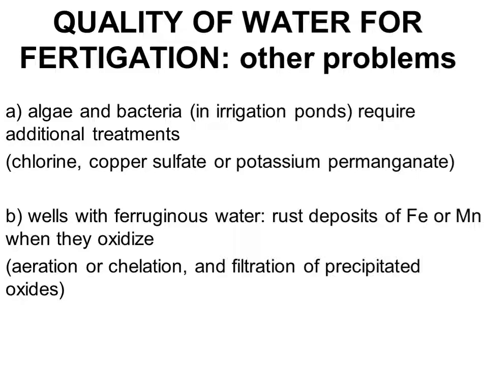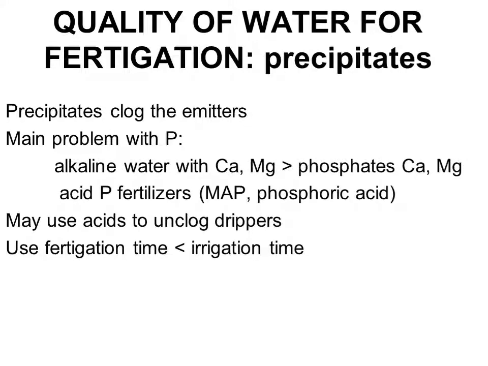In the case of ferruginous water, we can have problems of deposits of iron or manganese when they oxidize, and that is more complicated to deal with because it requires aeration or chelation. So you can aerate the water or add a chelating agent, and then you need to filter the precipitated oxides. It is a more complex situation, but not as common as the presence of bicarbonates.